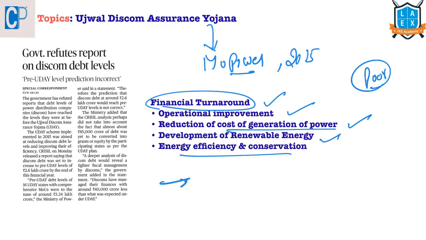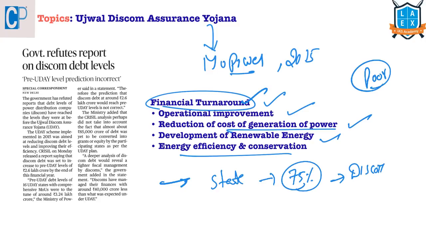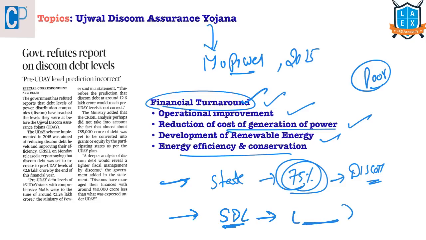According to this scheme, for this financial turnaround, that is to recover the state distribution companies, the state government will take care of 75% debt of these distribution companies. And in order to clear the 75% debt, the state government will issue SDL bonds. What are these SDL bonds? State development loans. These are nothing but like government securities. These are also some dated security. It is like a bond which is issued by the state for meeting its borrowing requirements. These are similar to the dated securities that were issued by the central government.